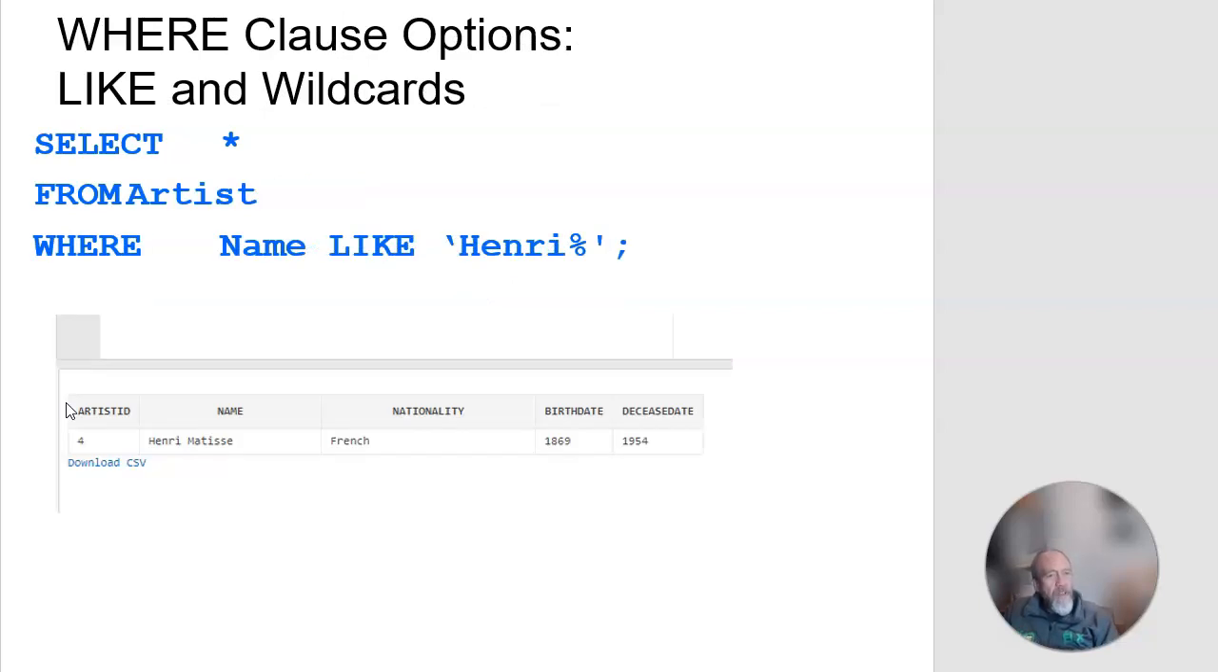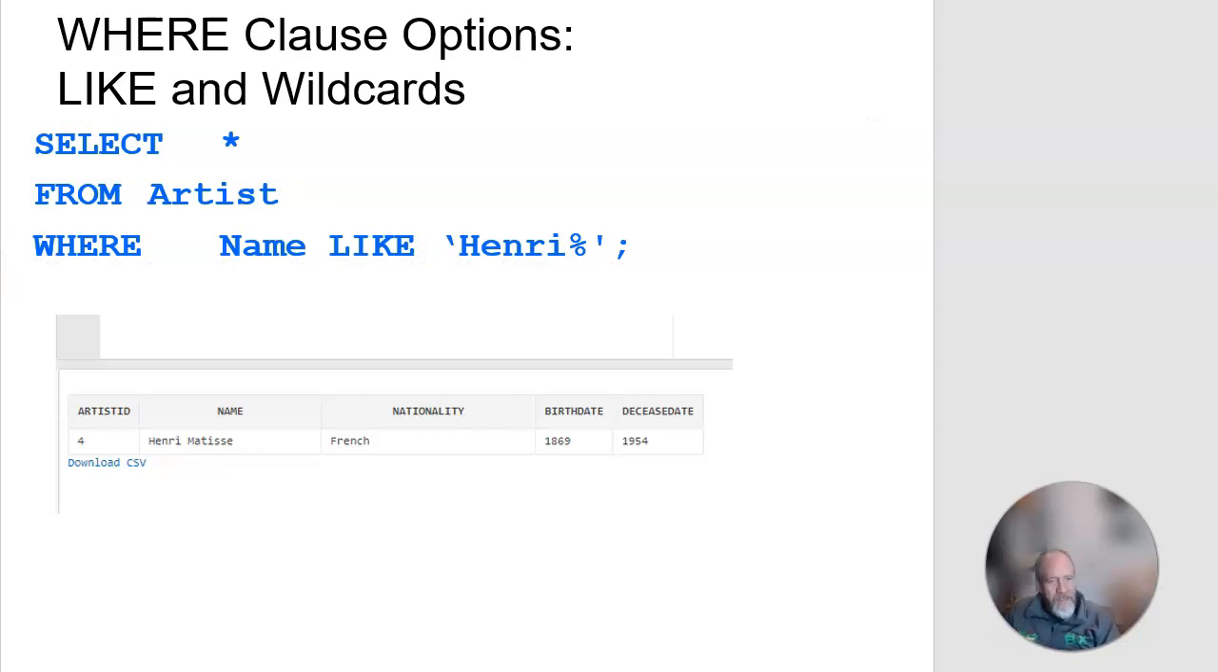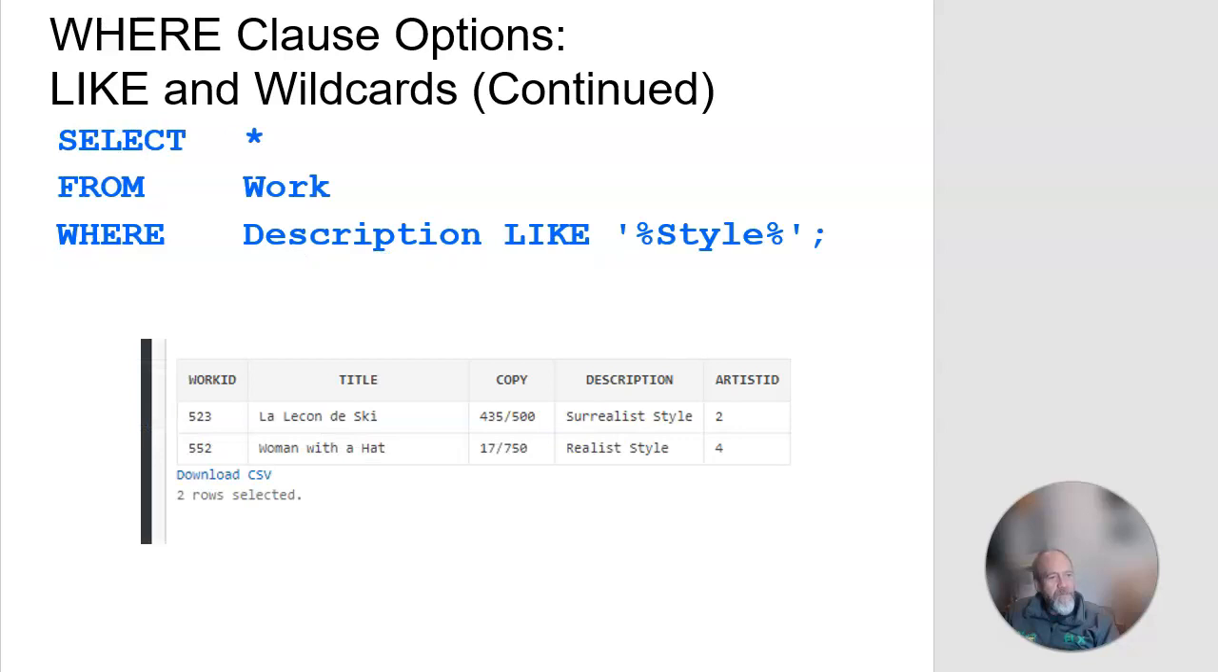Now we've also got things like wildcards. Select star from artist where name like Henri percent, and percent is a wildcard. You are going to have everything that begins with Henri. So this is Matisse. We have to say it in French. Anyway, it will match the wildcard.